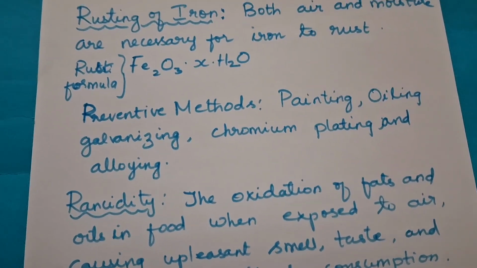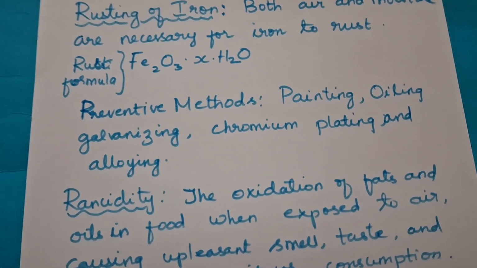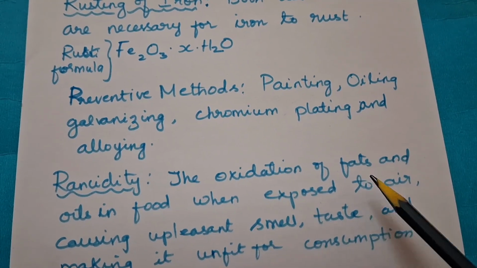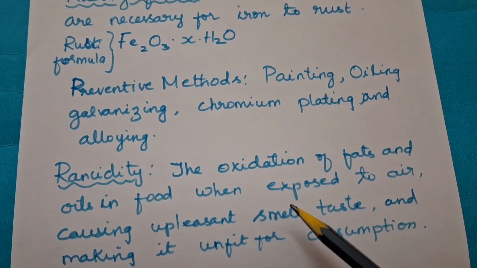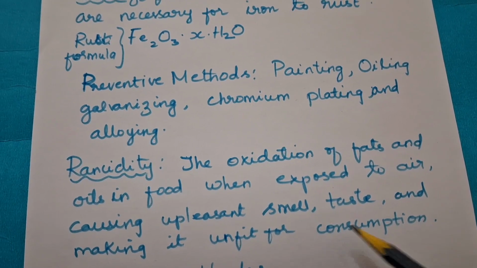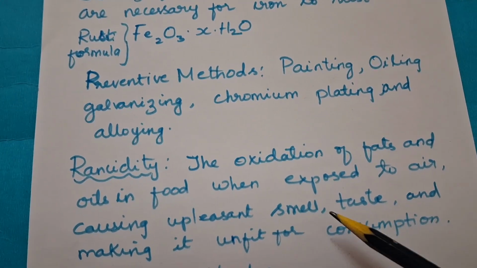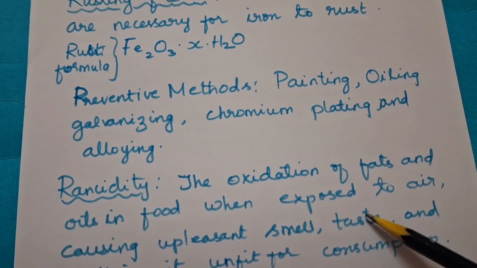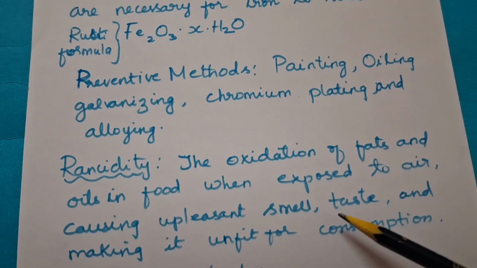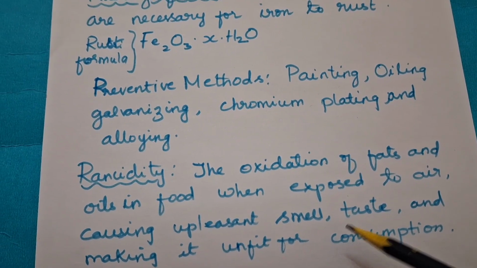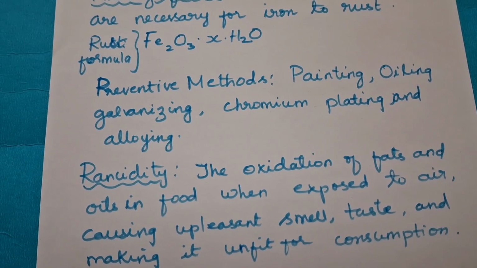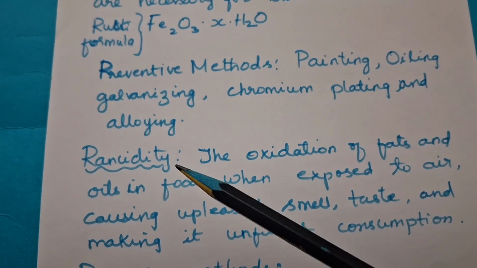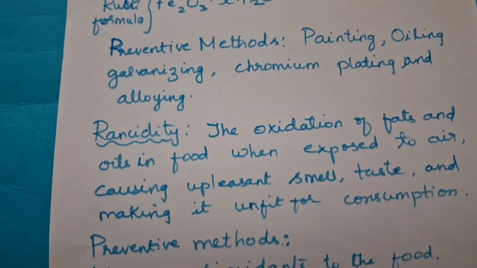Next one is rancidity. What is rancidity? It is the oxidation of fat and oil in food when exposed to air, causing unpleasant smell and taste and making it unfit for consumption. We would have observed this in oily food like a chips packet which is stored for a long period. When you taste it, the taste won't be good, and the oil smells. That process is called rancidity. Some sort of smell will be there.